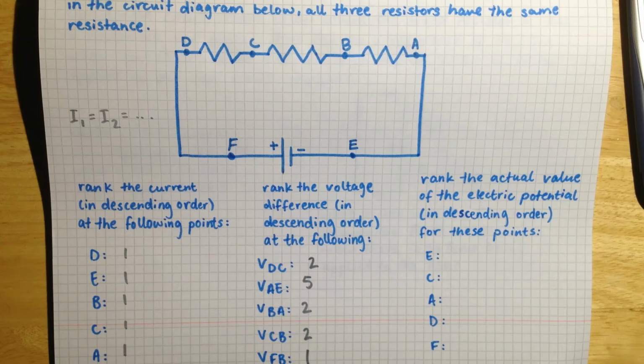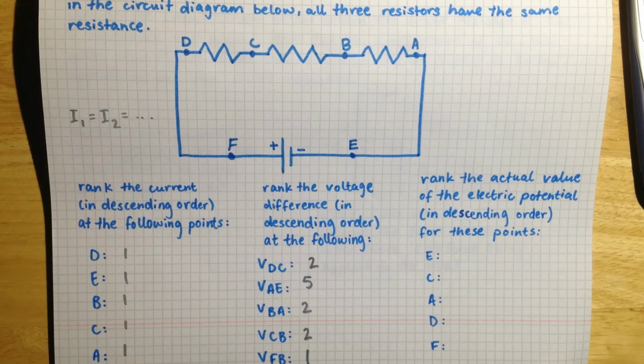Finally, they are asking us to rank the actual value of the electric potential in descending order for the following points. So this one is a little tricky because it's kind of asking the same thing as the last question was asking, because voltage difference and electric potential difference, they are the same thing, but in this one they've just given us individual points, while in the last one they gave us stretches to rank.